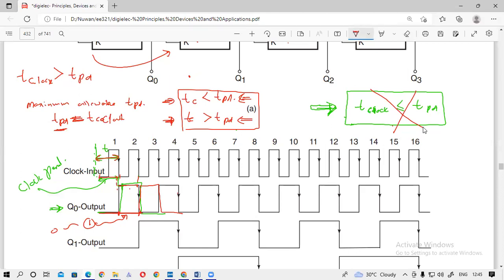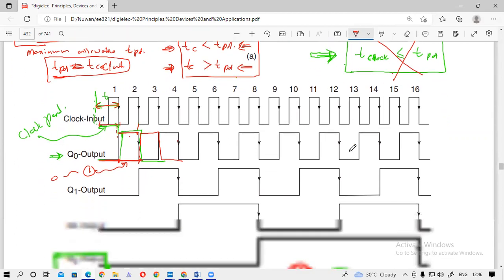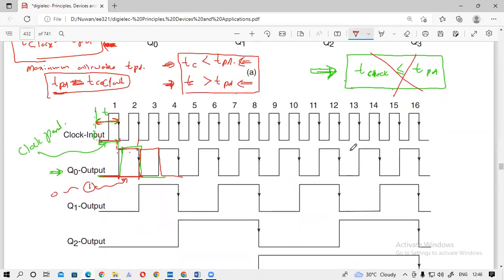Did you understand this one? T clock should be greater than the propagation delay. Try to at least remember these things. Then gradually you will understand this. When you are doing some examples, maybe you will understand this. So we will see.